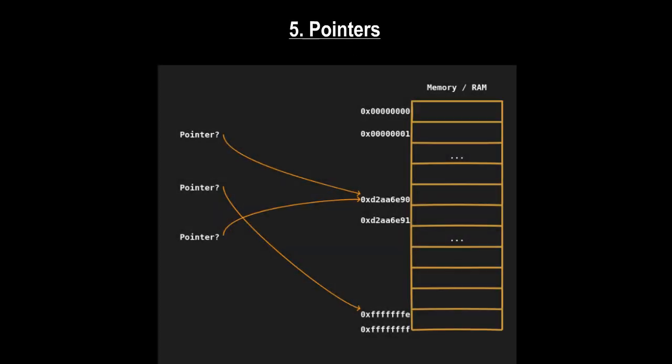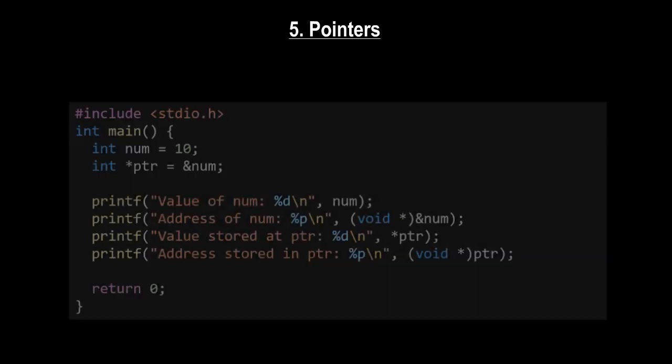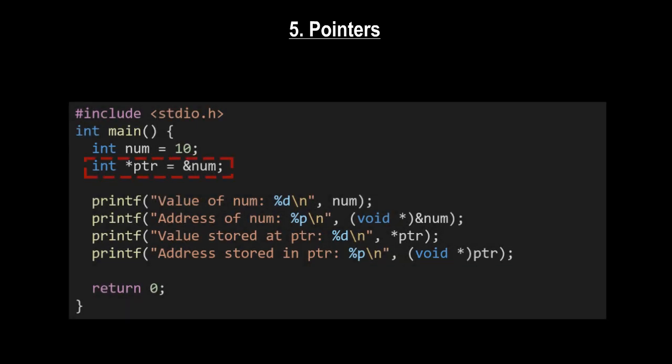Pointers are variables that store memory addresses. They are powerful and crucial for dynamic memory allocation. Let's explore pointers with an example. Here, ptr is a pointer that stores the address of num. We use the dereference operator, asterisk, to access the value stored at that address.